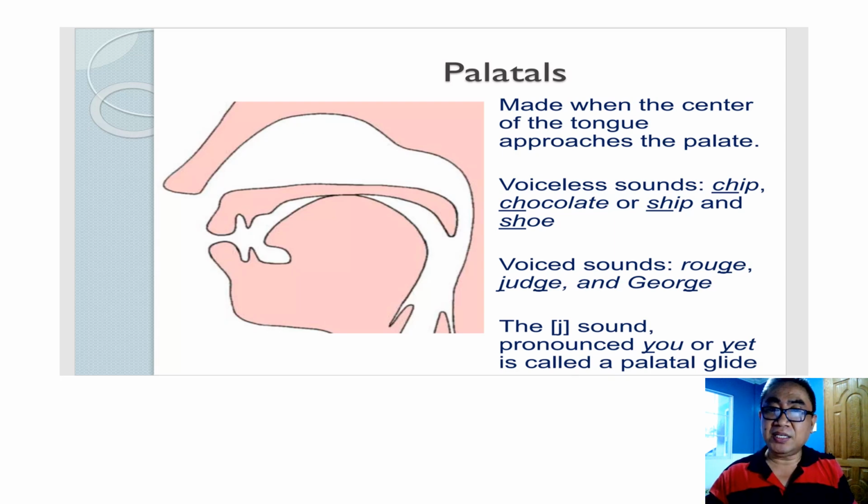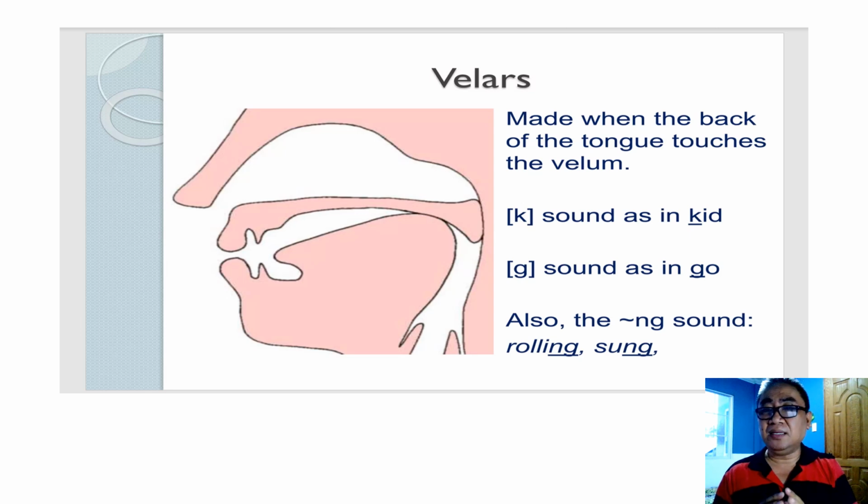So let us proceed to the velars. They are made when the back of the tongue touches the velum. No, when the back of the tongue touches the velum. Sounds as in kid, as in go, and as in rolling, sung, no. So a velar consonant is a sound that involves a constriction between the body of the tongue and the velum.